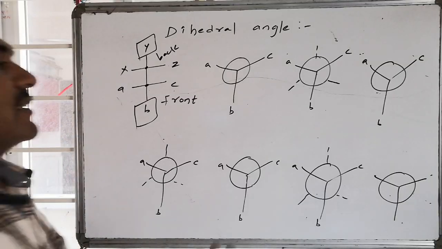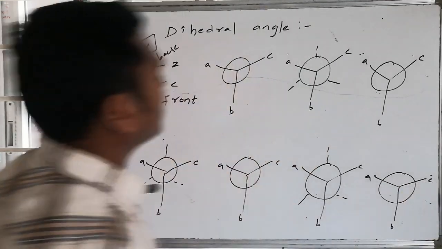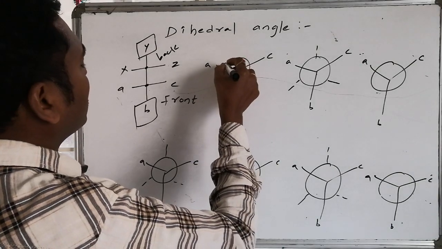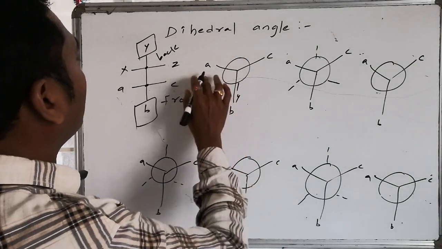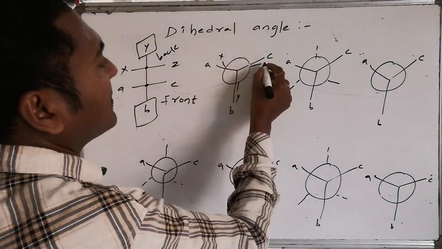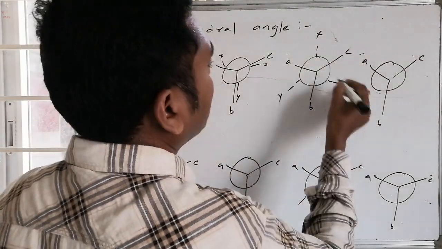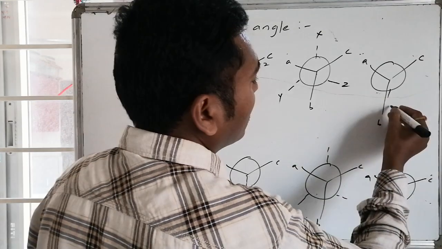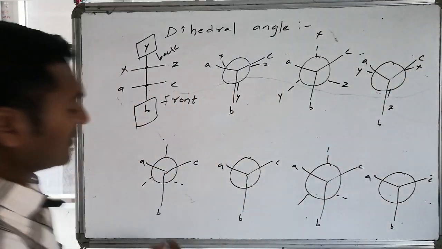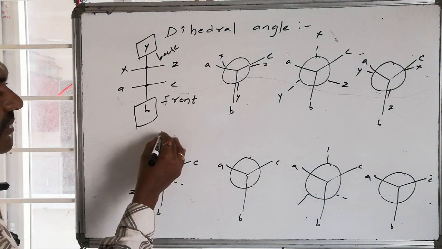So if we write once again, these will become A, B, C followed by A, B, C. Here B is eclipsed with Y, A is eclipsed with X, and C is eclipsed with whom? C is eclipsed with Z. After rotation of 60 degrees, this is the place of Y, this is the place of X, this is the place of Z, and once again this will be Z, this will be Y, and this will be what? X.